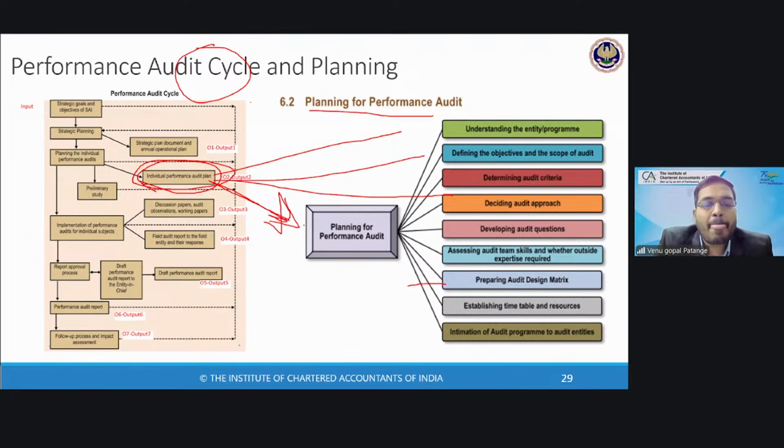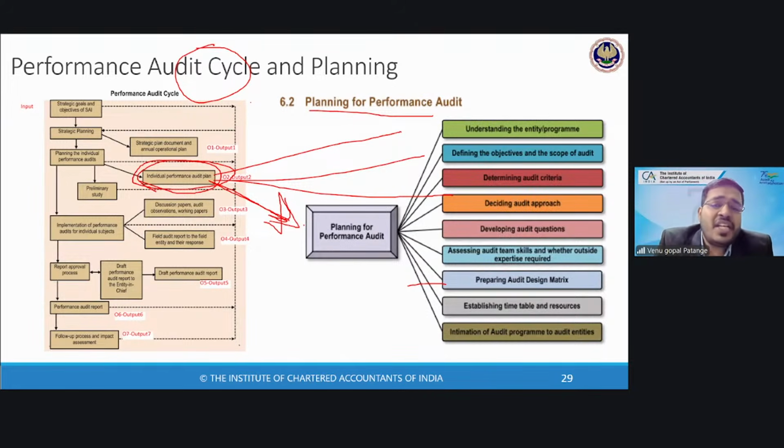Second. You will tell the auditee that you are coming, and you will take the items, you will verify, you will do discussions, audit observations, working papers, you do field visit, you do discussions, response, everything is collected, draft report is prepared. You prepare the draft report and it goes through an approval process. Then you'll finally release the final performance audit report.